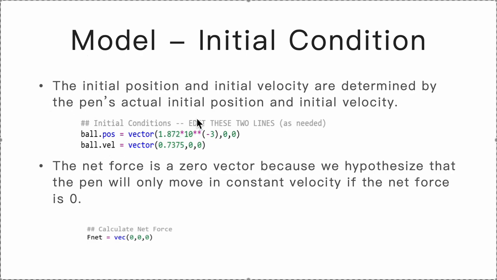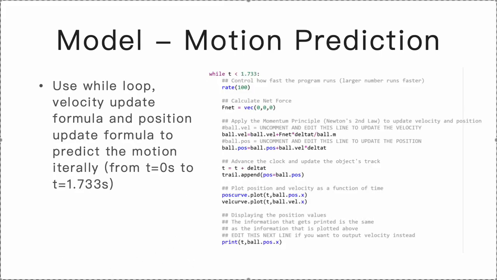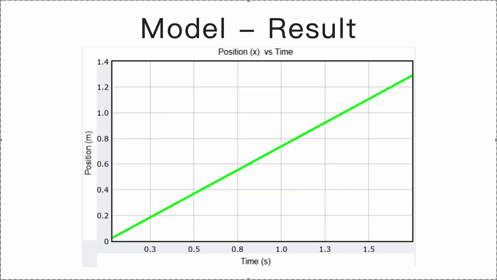And here's the code. The net force is a zero vector because we hypothesize that the pen will only move in constant velocity if the net force is zero. Then, using the while loop, velocity update formula, and position update formula, we predict the motion iteratively, and this is our code. So you can see that the velocity formula is here, position update formula is here, and the while loop is here. And this is the result from our model.